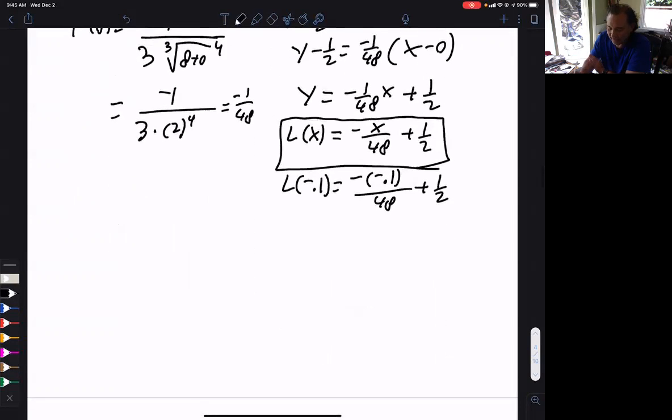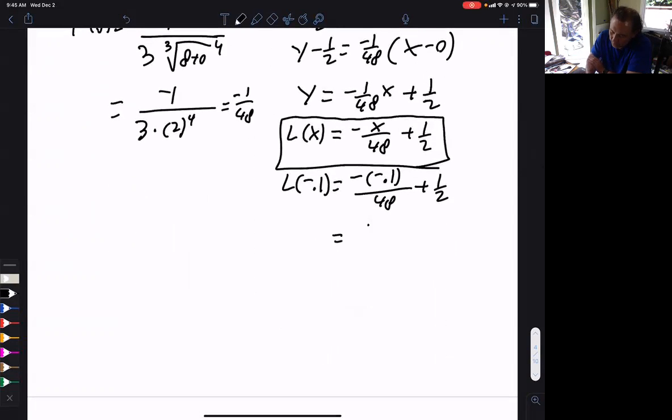Ooh, this is getting kind of ugly. This will be 1/2 plus 0.1 over 48. Wow. 1/2 plus, I'm going to multiply the top and bottom by 10, 1 over 480. Okay, I'm done. I'm not going to figure that out. You guys can figure that out.